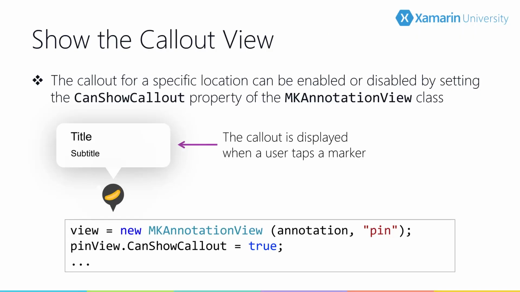The annotation view isn't our only point of customization. We can also customize the callout that appears when an annotation is tapped. By default, when adding an annotation to a map, it will display a callout when the user taps on that annotation.